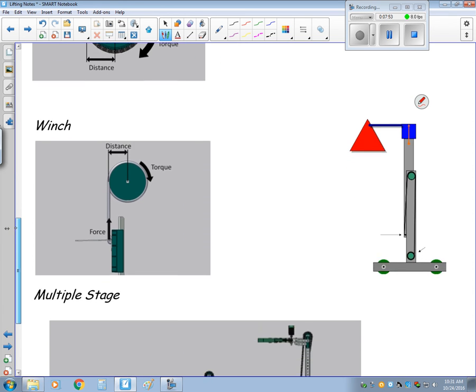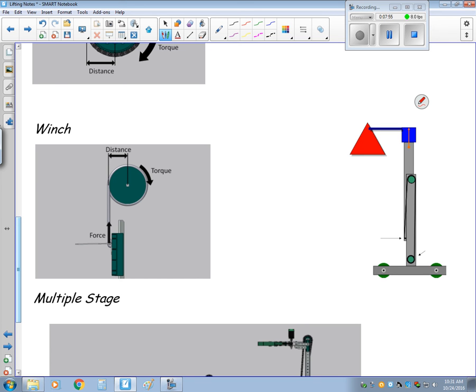Another type is a winch mechanism. So for this one, we have a motor attached to a pulley, which then has a string that goes down to your platform. So we have our force, torque, distance, which is going to be the radius of this. And once again, we see that force is equal to torque divided by radius. So you need to have a smaller barrel. We usually call these barrels that wrap up the string.